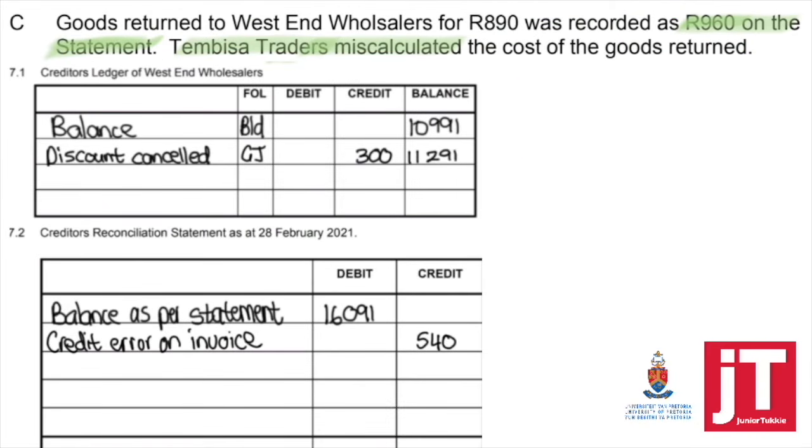Goods returned to West End Wholesalers for 890 was recorded as 960 on the statement. Tembisa Traders miscalculated the cost of the goods return. So this means we made a mistake. So we need to correct it in the creditors ledger. We've said that we've returned goods to the value of 890.